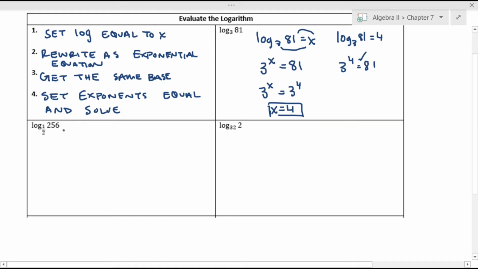So we set it equal to x first, and we do the swoop-de-doop to put it in exponential form. So 1/2 to the power of x is equal to 256. The 2 is on the bottom, so when I change that base, it's going to be 2 to the power of -1, to the x. And 256 is 2 to the 8th power. So then I set the exponents equal to each other. I multiply these together, so I get negative x is equal to positive 8. And then I solve, divide by -1, divide by -1. So x is equal to -8.